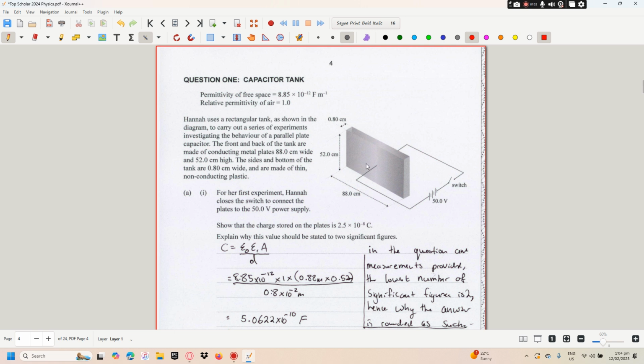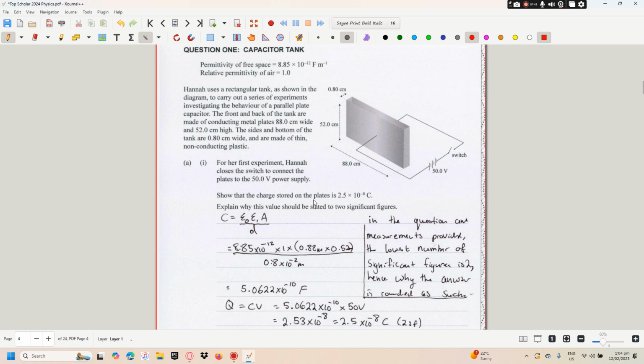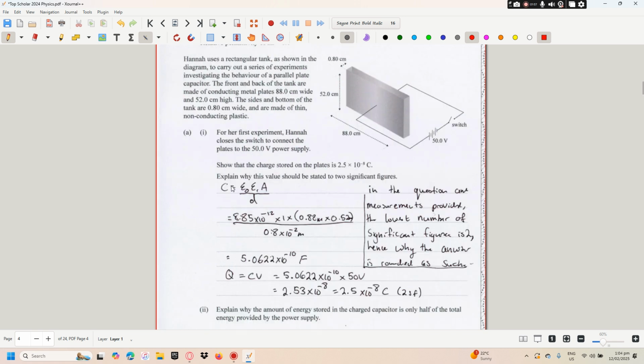Anyway, so they gave you a very simple circuit, right? There's not even a resistor in the circuit, but you can presume that wire has resistivity, I suppose. Battery, switch, and a capacitor. And they gave you some measurements in centimeters and 50 volts. So you got to show that the charge on the plates is 2.5 times 10 to the minus 8 coulombs. This is like a show-that sort of question at level 3, to be honest.